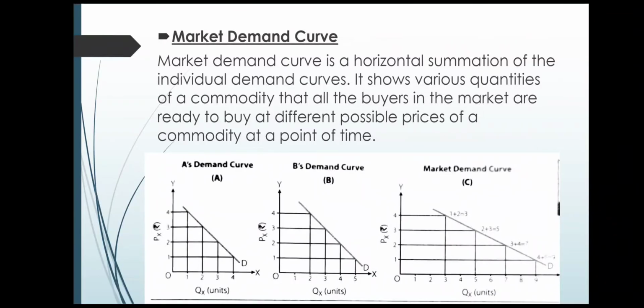So market demand curve is basically summation of individual demand curves, and you must have noticed that market demand curve is always a little bit more slant as compared to individual demand curves, and the reason behind it is that it is adding up the individual demands.